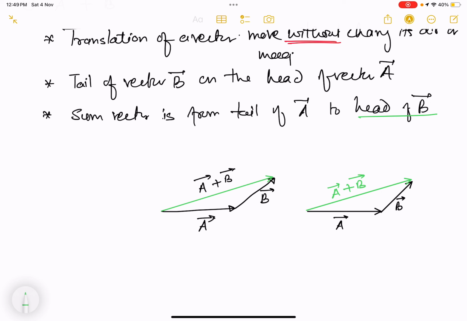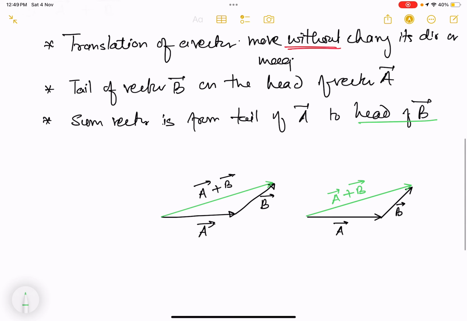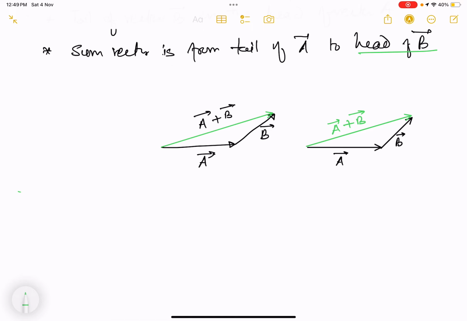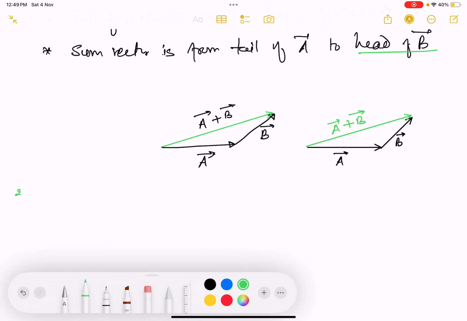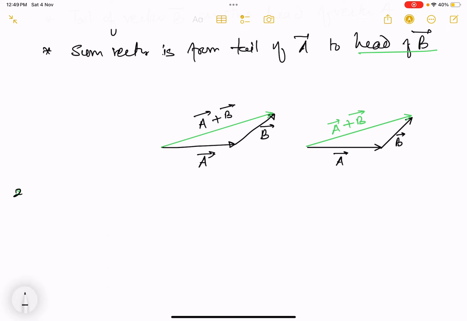You understand? Now we will look into how we get B plus A. Can you tell me? How do we get B plus A?